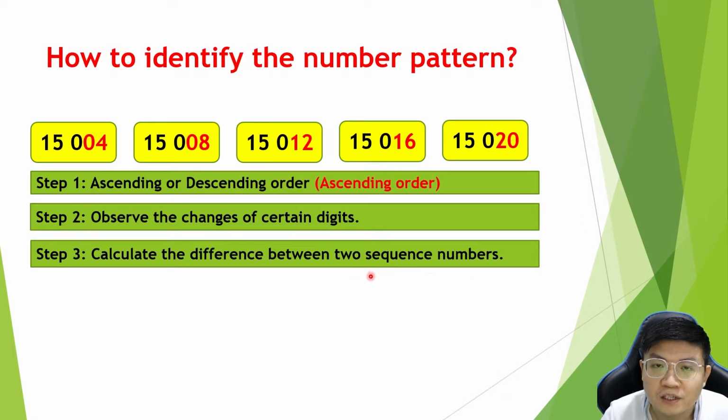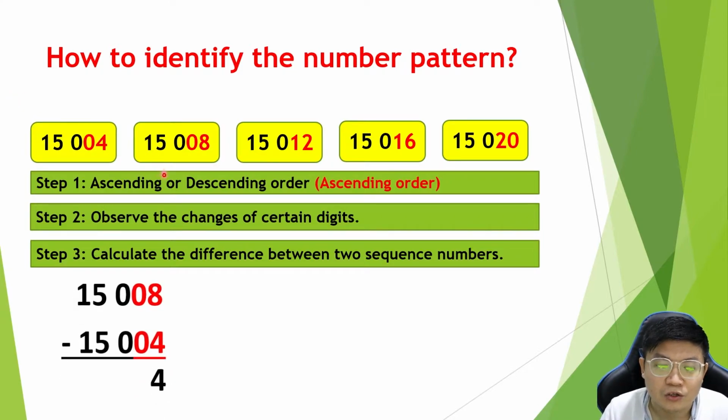Now next one, you calculate the difference between two sequence numbers. So two sequence number meaning to say that you find the difference between two following sequence. You cannot find the difference between this and the third one. Just find the two sequence of number that stick together. For example, I'm taking the difference between these two. So I do the difference, or I can say minus it. 15,008 minus 15,004, and I get 4.